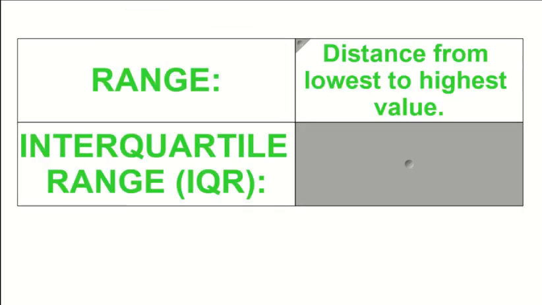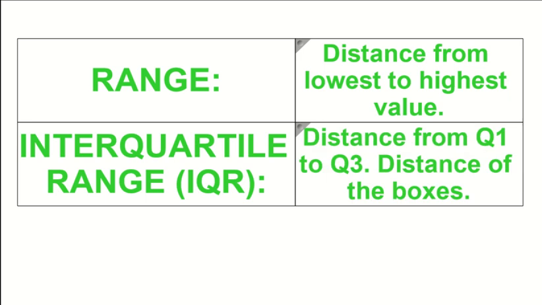Just to go over again, range is the distance from the lowest value to the highest value. Interquartile range isn't exactly the same. It's from Q1 to Q3, the distance on the boxes. So that's a little bit different looking, but they both have the word range because they're talking about the distance on or in between some numbers.